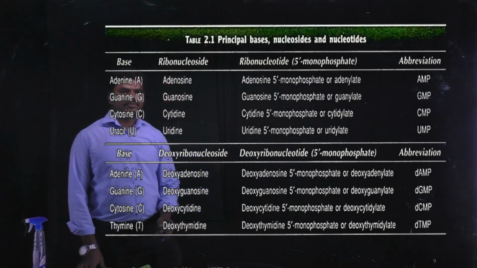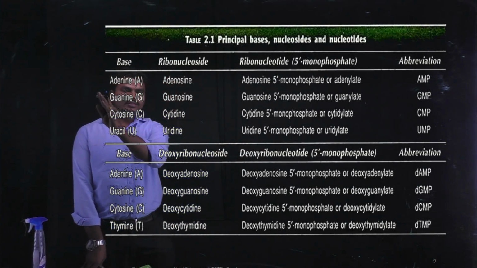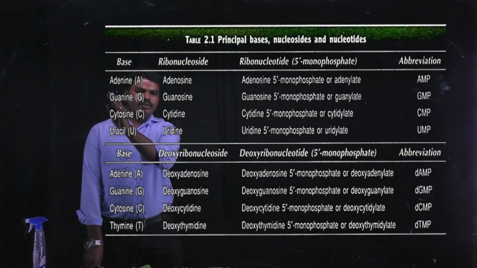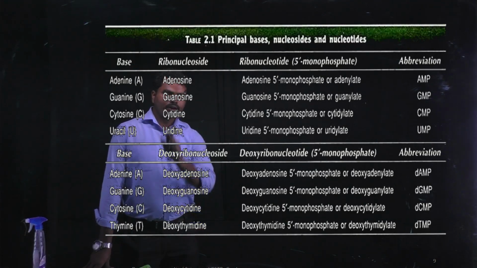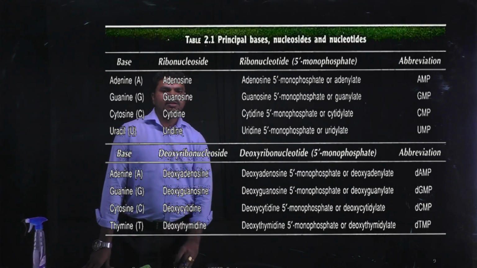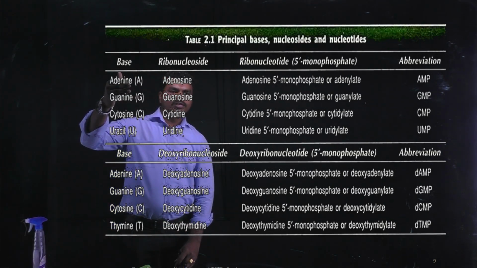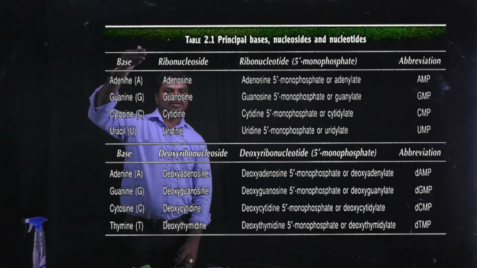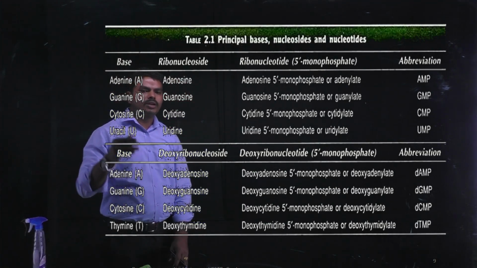For example, in case of AMP, that is adenosine monophosphate, the base is adenine, that is a nitrogenous base, and the ribonucleoside is adenosine. Ribonucleoside is adenosine, that means it is attached to the ribose sugar, that's why it is called adenosine. So when ribose pentose sugar is present in the nucleoside, then it is called a ribonucleoside.